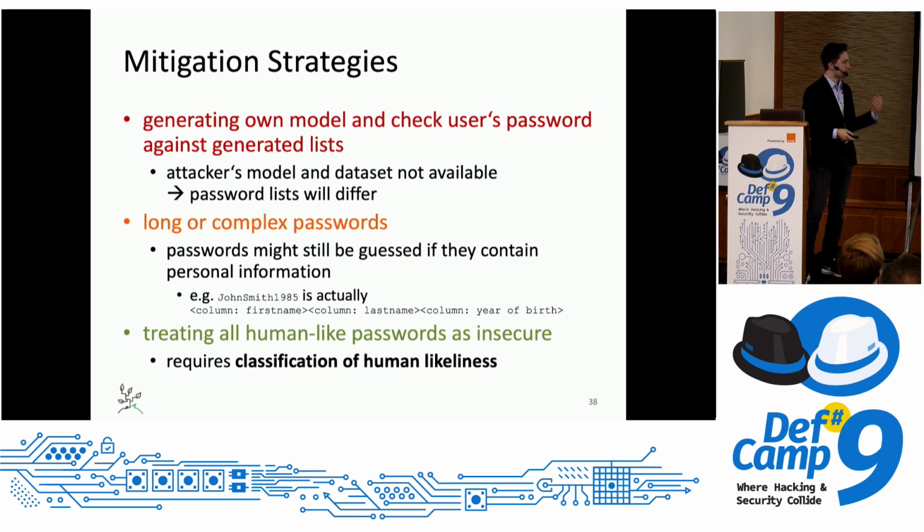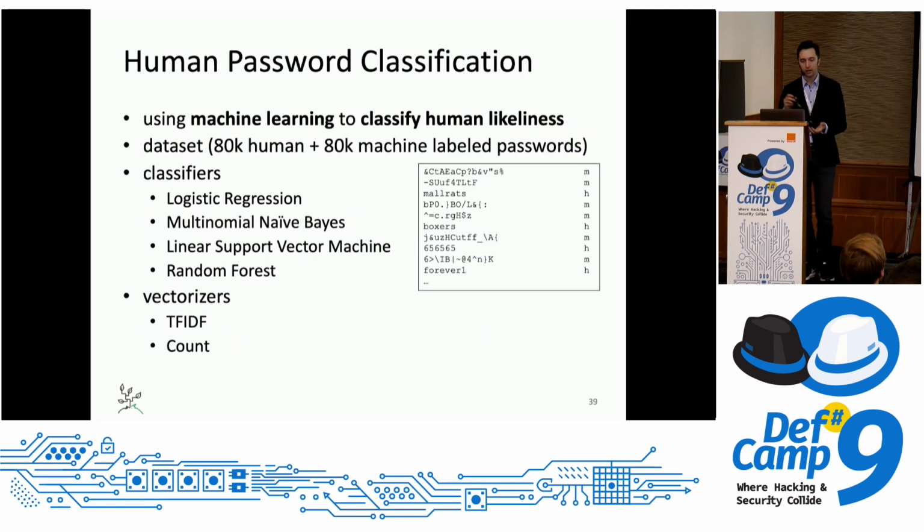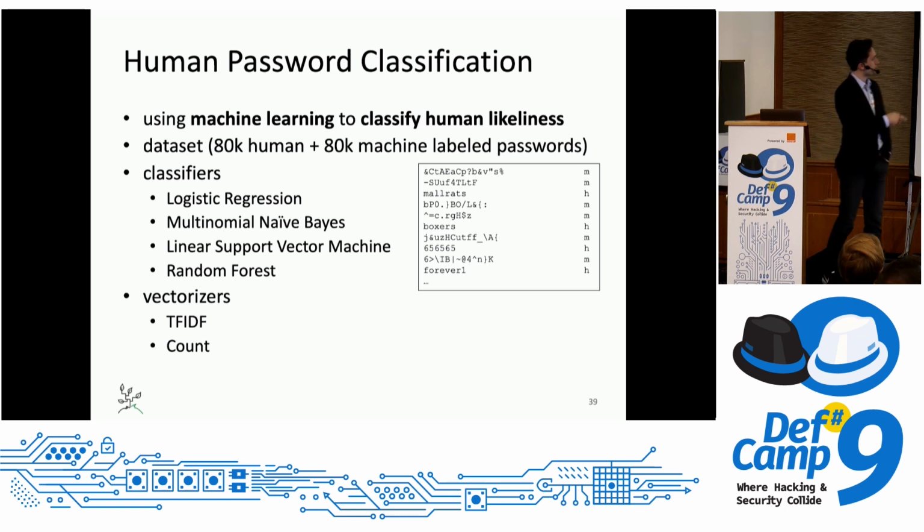I mean, until now, there is no way of checking or classifying human likeliness in a password. And I've created exactly that. I created a human password classifier using machine learning and used several classifiers and vectorizers to do that. I'm not going into detail here. I used a data set of 80,000 human and 80,000 machine labeled passwords that looks like this.